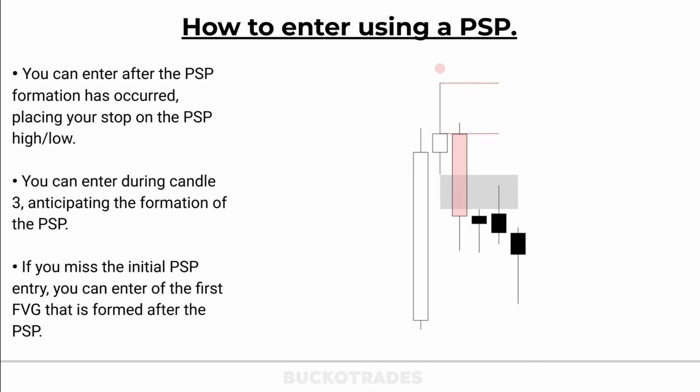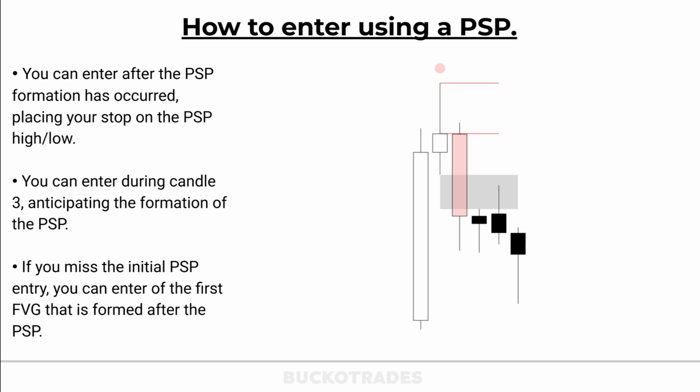If you like to be a little safer, you can always wait for the PSP to form and then just place your stop on that PSP high or low. And then if you want to wait for even more confirmation, or if you miss the initial PSP entry, you can wait for that fair value gap to form, wait for price to trade back into it before then trading lower.